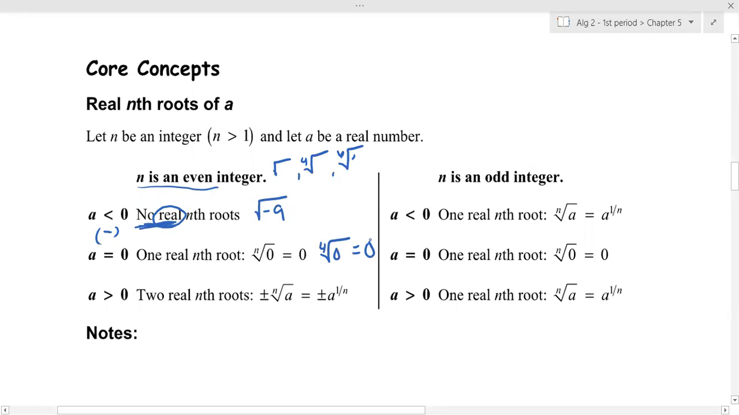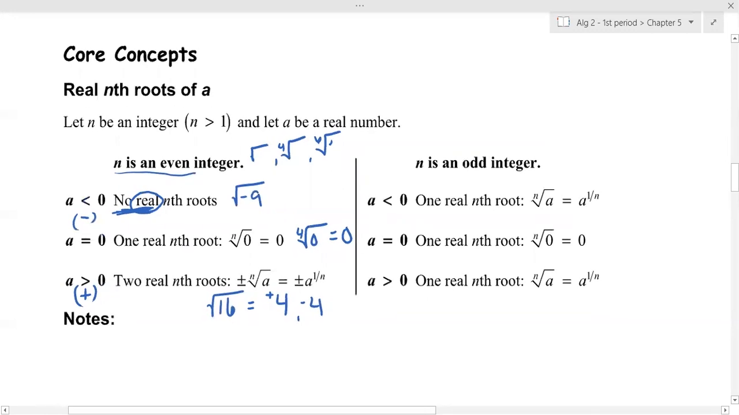So again, common sense. This one says if I have a positive a, so that would be something like the square root of 16. It is true that positive 4 squared is 16, but also -4 squared is 16 as well. So that's one you have to look out for and remember to use the positive and the negative.